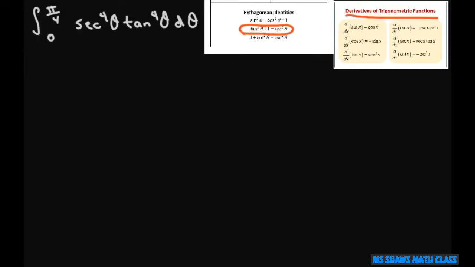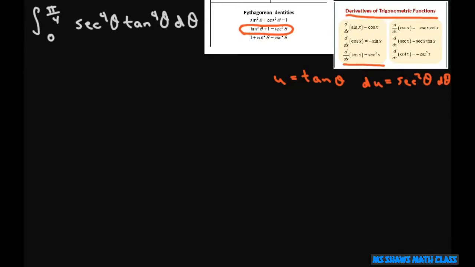So what I'm going to do is let u equal tan of theta. Therefore, the derivative, du, equals secant squared theta d theta.